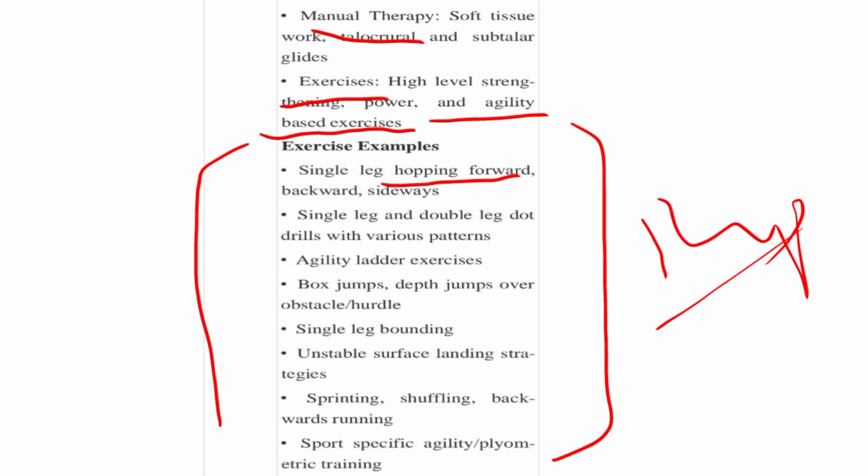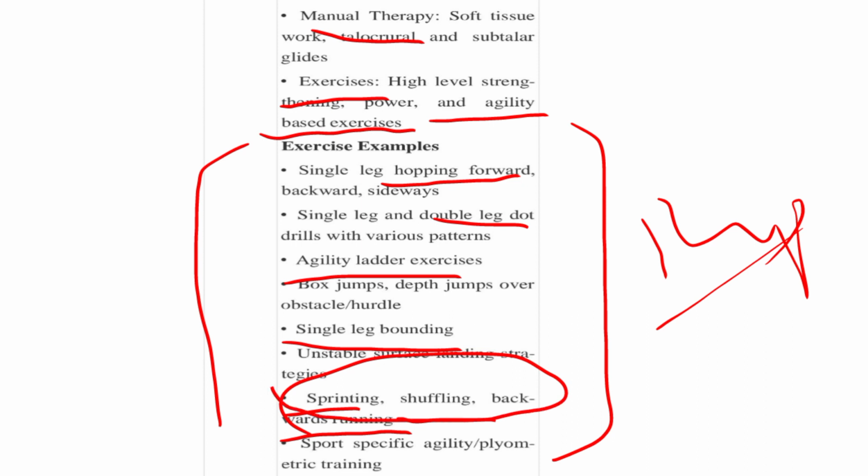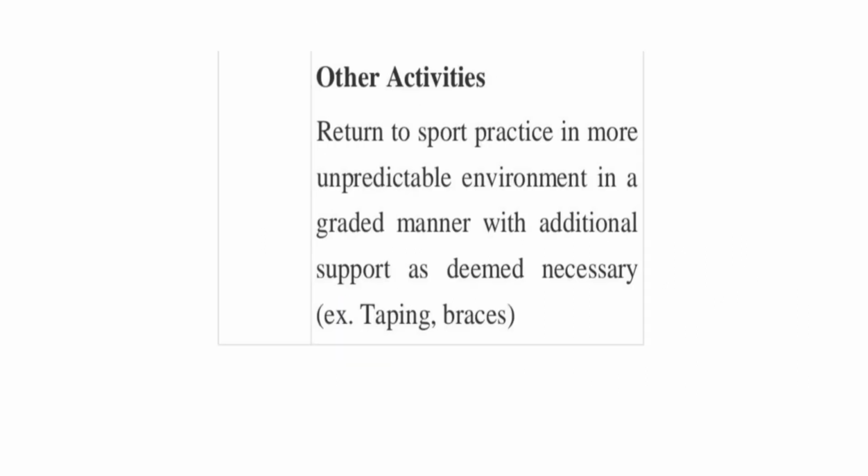Single leg hopping forward, single leg and double leg dot drills, agility lateral exercises, single leg bounding, sprinting, shuffling, backward running, so that the athlete can move his lower extremity and his whole body in all directions. Multiplanar exercises, agility and plyometric training. These are sport specific. These exercises can be done with the help of a sports physiotherapist.